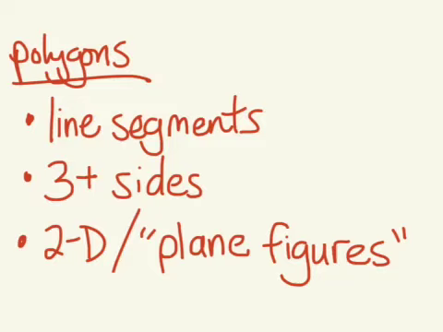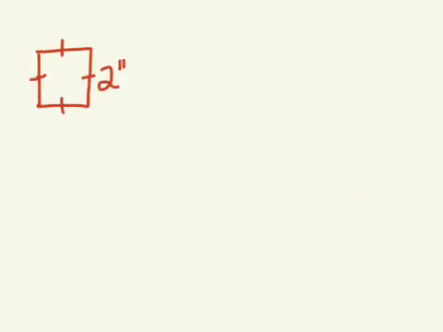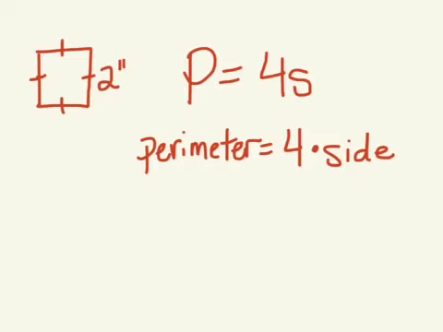So let's review finding the perimeter of polygons. If you have a square and one of the side lengths is 2 inches, based on what you know about squares, that all 4 sides are the same length, the formula for the perimeter of a square would be P equals 4S, or perimeter equals 4 times the length of one side, because it has 4 sides.